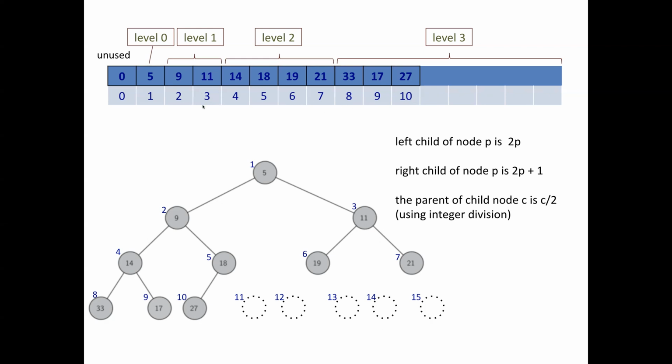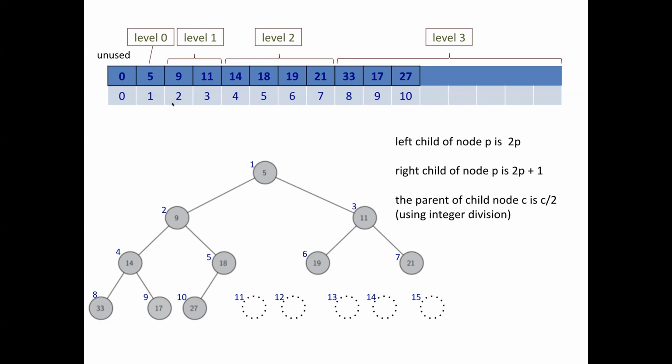So as you can see, for any node P, if you multiply by 2, you get the left node. If you do 2p plus 1, you get the right node. And conversely, if you have a node and you want to know the parent, you can just divide by 2. So 4 divided by 2 is 2. 5 divided by 2, if you do integer division, is still 2. So with integer division, you will get the same parent.